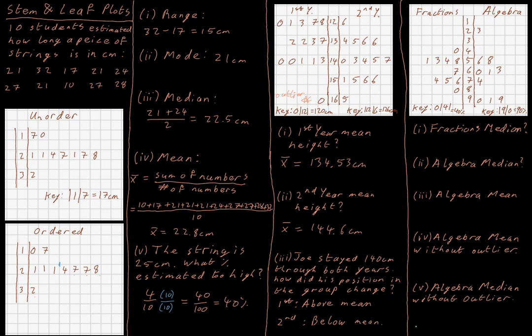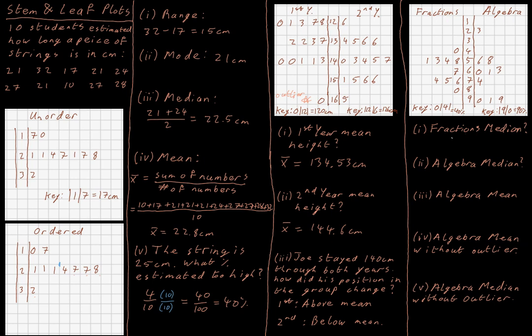And if we had more about the range and the median and the mode, then we would be able to make even more comment. But at a very basic level, they went from being slightly above average height to being slightly below average height. Now, here we have the results of two tests, one in fractions, the other in algebra, and we're asked some questions about it.